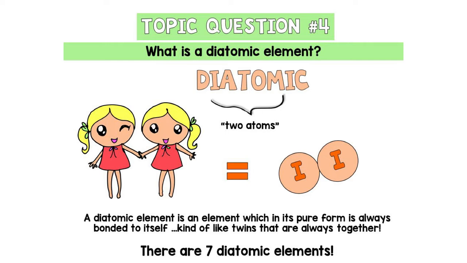A diatomic element is an element which in its pure form is always bonded to itself, sort of like twins that are always together. So as an example, iodine, I, is never found as a single atom. It's always found as a molecule made up of two iodine atoms. There are 7 of these diatomic elements in all.